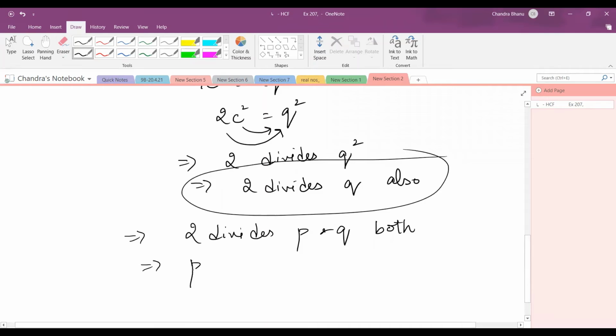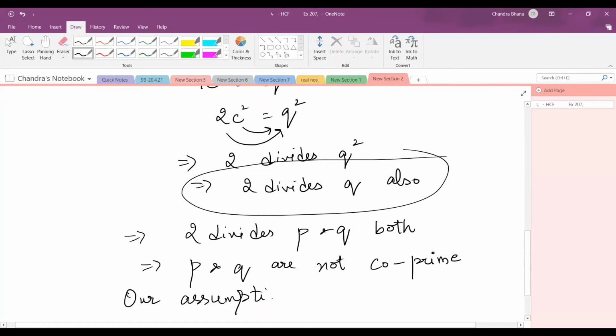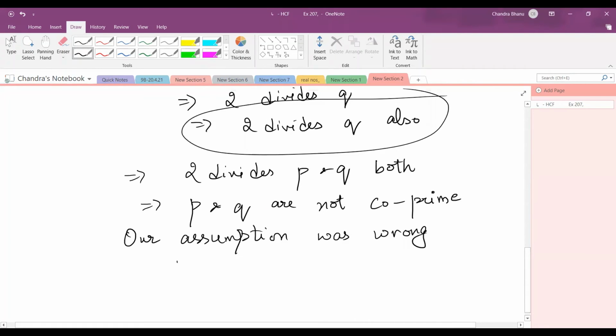This implies p and q are not co-prime. Because what was the definition of co-prime numbers? That they should be divisible only by 1. Their HCF should be only 1. So they are not co-prime. So our assumption was wrong. We were wrong somewhere. Our assumption was wrong. Root 2 is an irrational number.